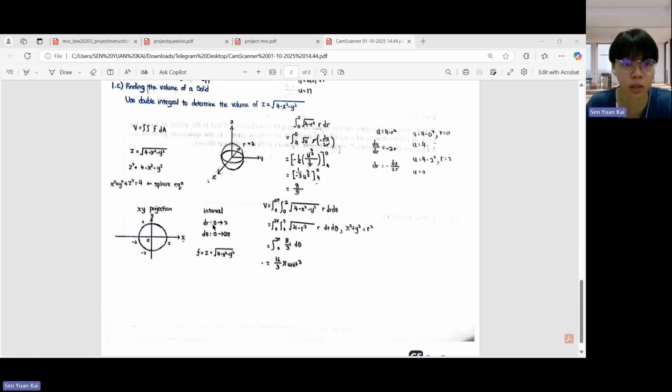The dr is 0 to 2, the d theta is 0 to 2 pi. And the function is z equals square root of 4 minus x squared minus y squared. And from this information, we can get the volume of this sphere. For this one we will use U substitution to solve this problem. We will get 8 over 3, and the final answer we will get is 16 over 3 pi unit cube.